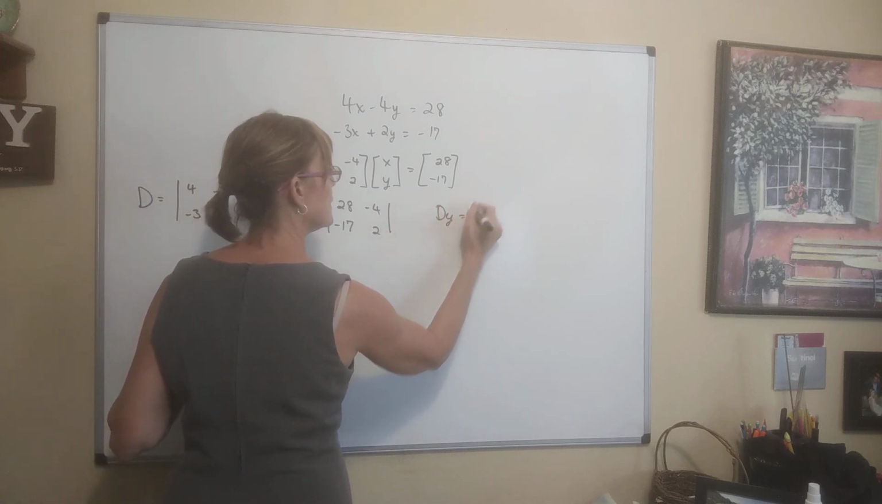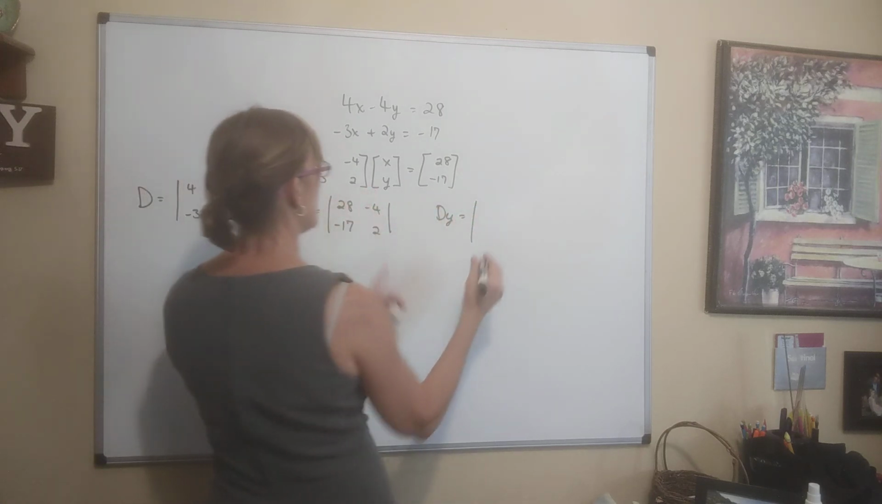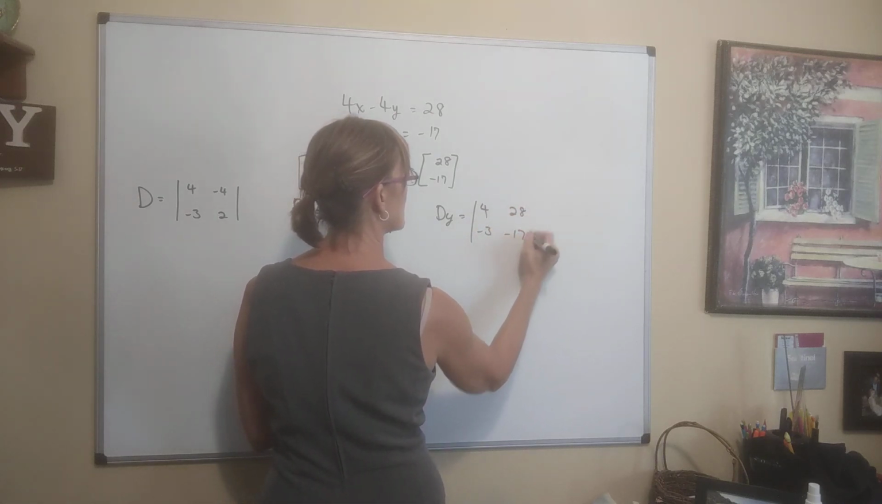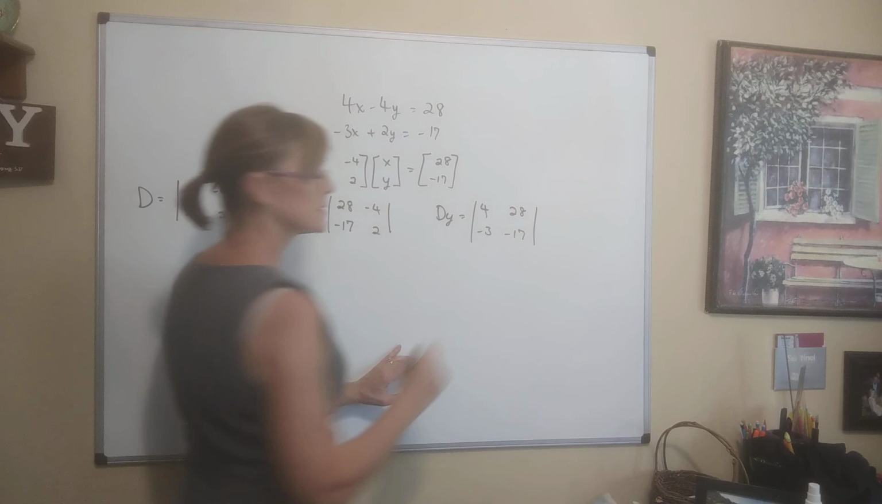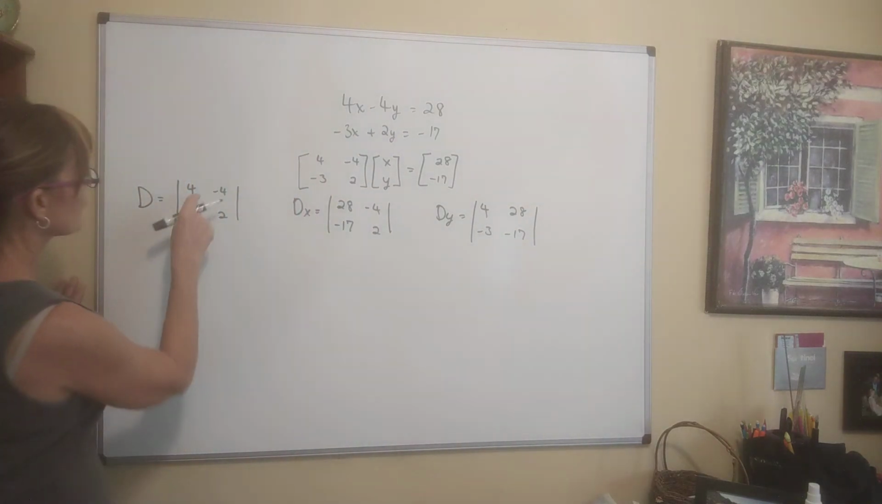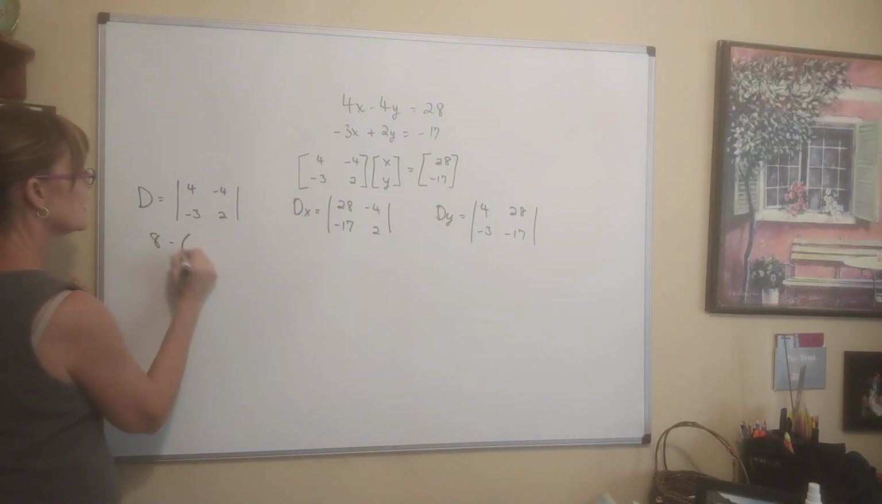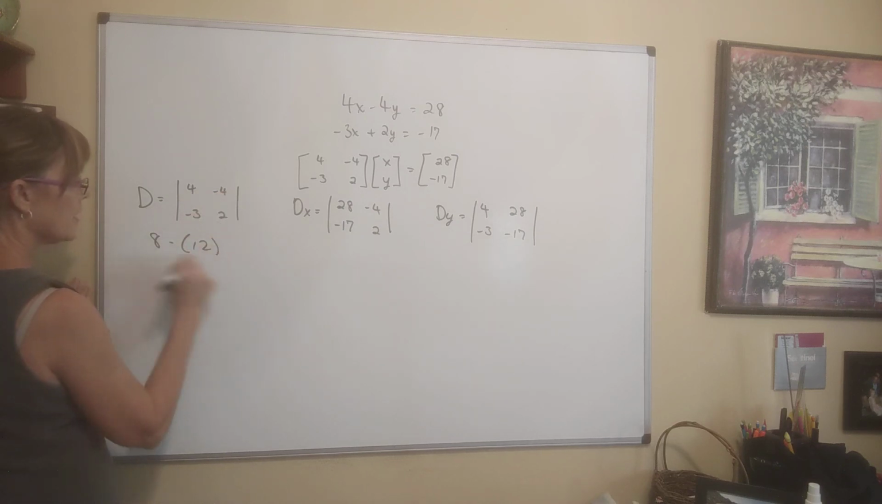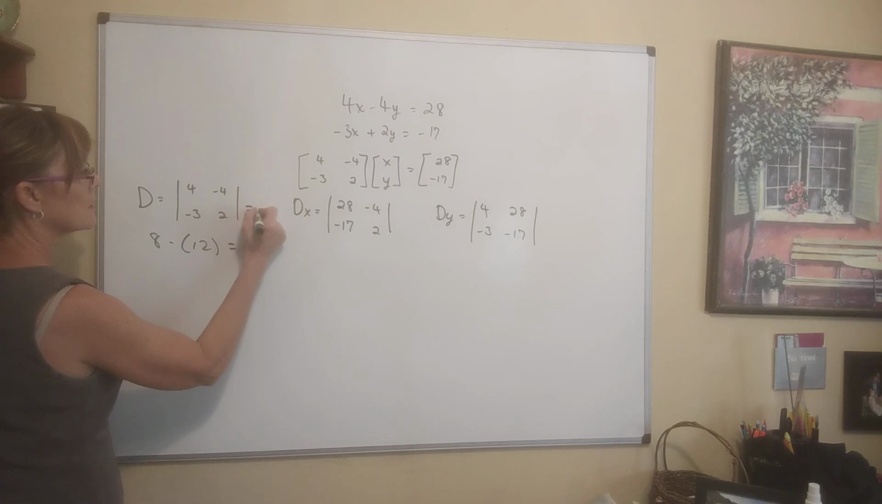D sub y, replace the y column. All right, just like that. So this is really easy. 4 times 2 is 8, minus negative 4 times negative 3 is 12. 8 minus 12 is negative 4.